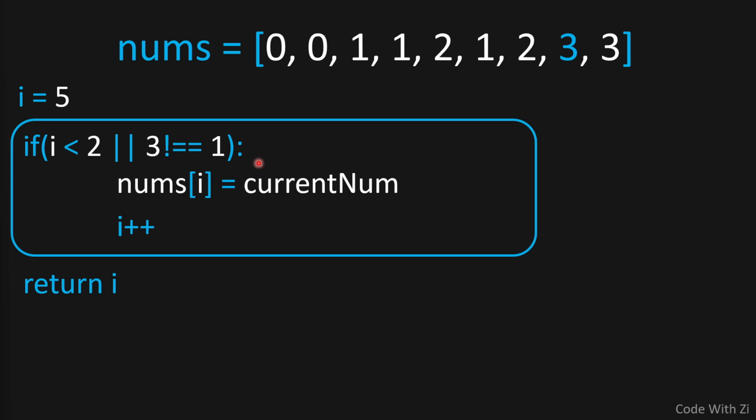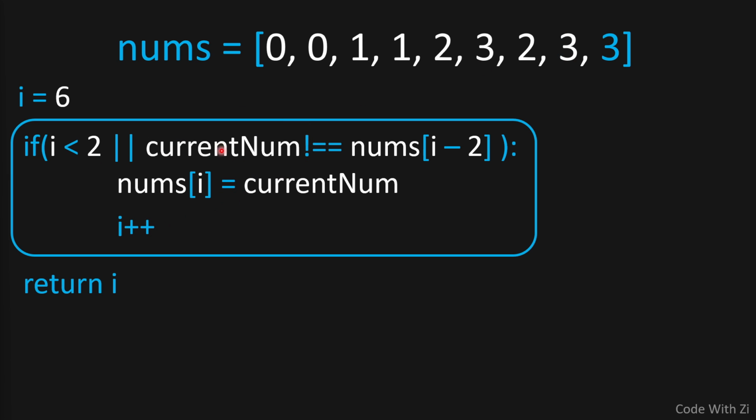So we're going to enter this if statement, and nums at the index of 5 should be equal to current number, which is 3. Well, the number at the index of 5 is going to be this number that we have here, and this should be equal to 3. And then we're going to increment I, like so. Now I is 6. And then in the final round, we're going to check again.